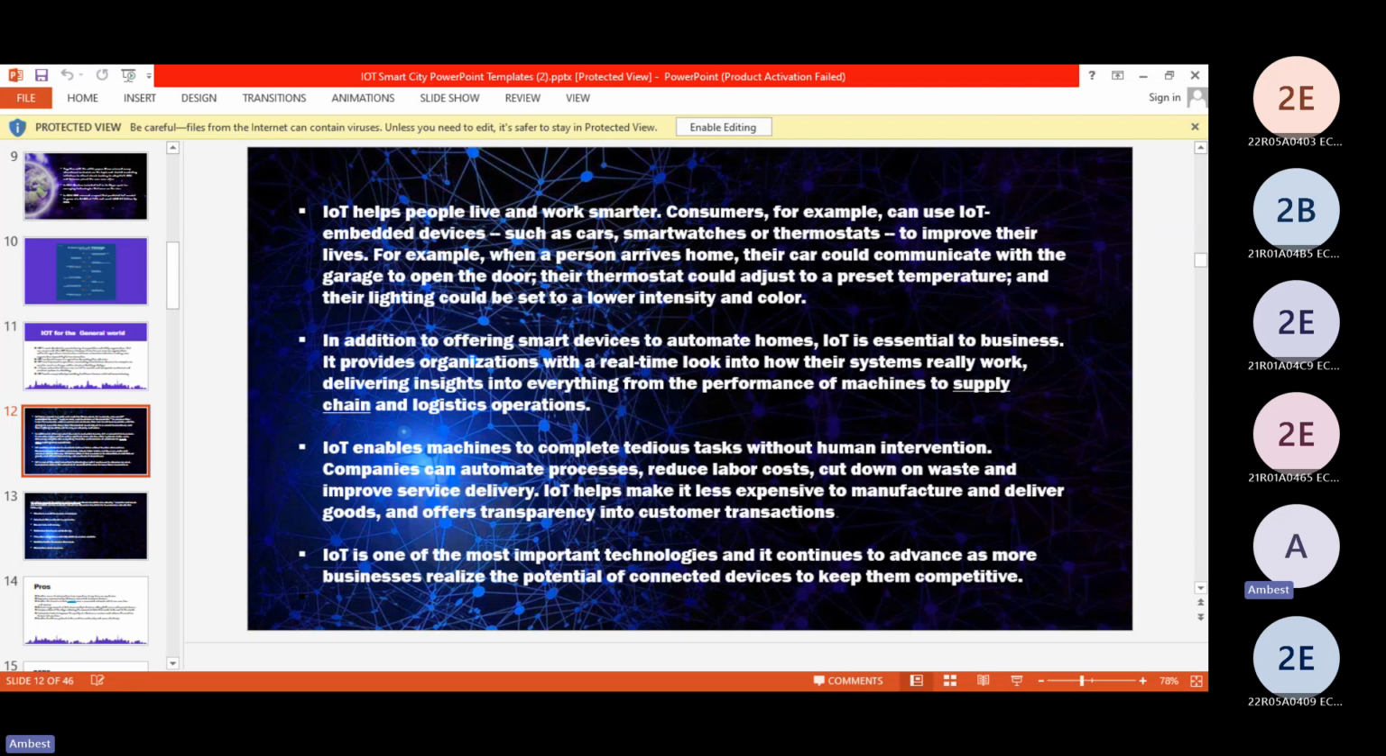The next point is that IoT is the most important technology, because everywhere you go, you are going to see IoT. You will see everything become more IoT in the future. In this way, it realizes the potential of connected devices to communicate.